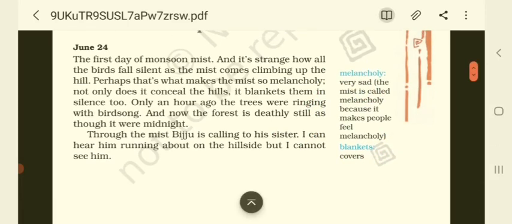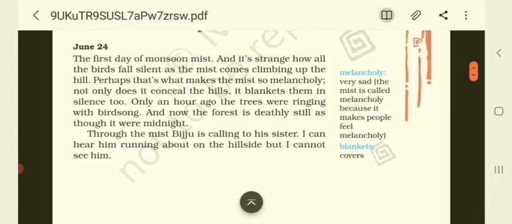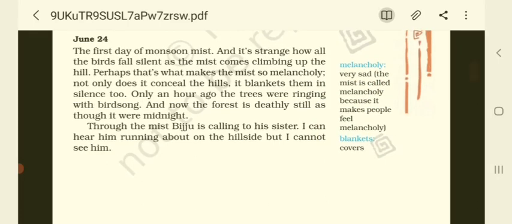The first day of monsoon, mist. And it's strange how all the birds fell silent as the mist comes climbing up the hill. Perhaps that's what makes the mist so melancholy. Not only does it conceal the hills, it blankets them in silence too. Only an hour ago the trees were ringing with birdsong, and now the forest is deathly still as though it were midnight. Through the mist, Biju is calling to his sister. I can hear him running about on the hillside, but I cannot see him.